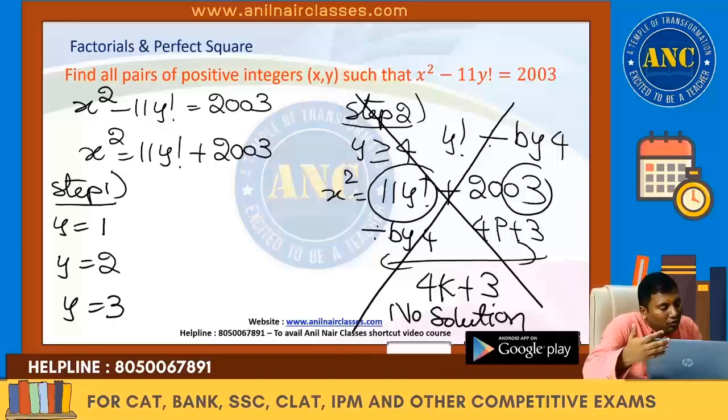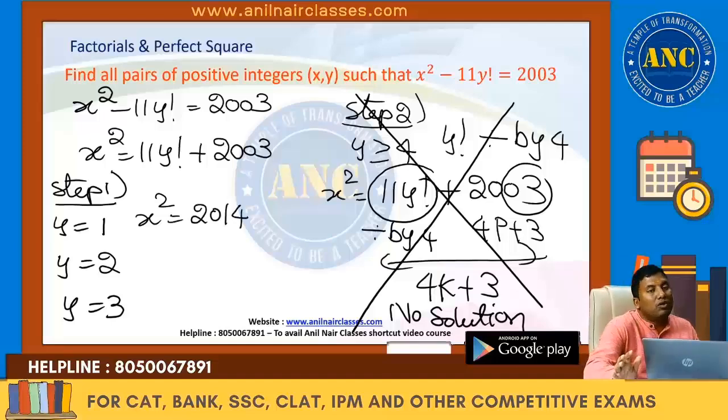Y equal to 1: x square will become 2014. 2014 digital sum is 7. A perfect square can never take 1, 4, 7 or 9.